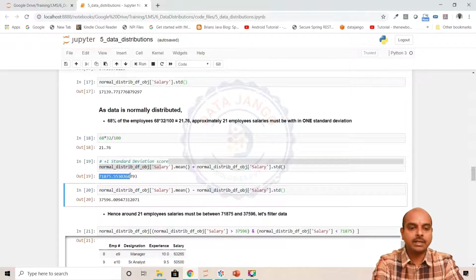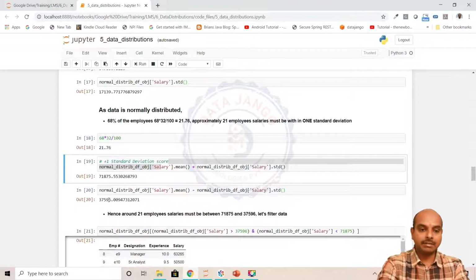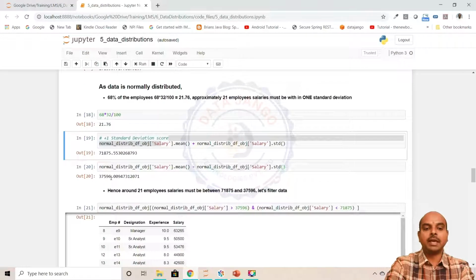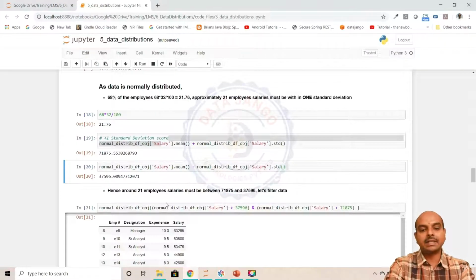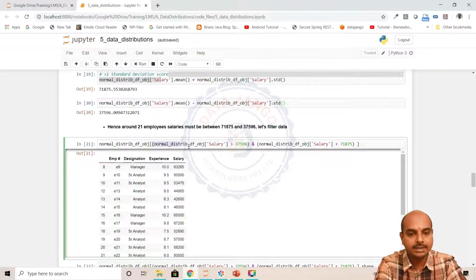So I have calculated 71,875 and 37,596. Let us filter the data on salary. To filter the data, I have added the conditions: salary greater than 37,596 and salary less than 71,875.